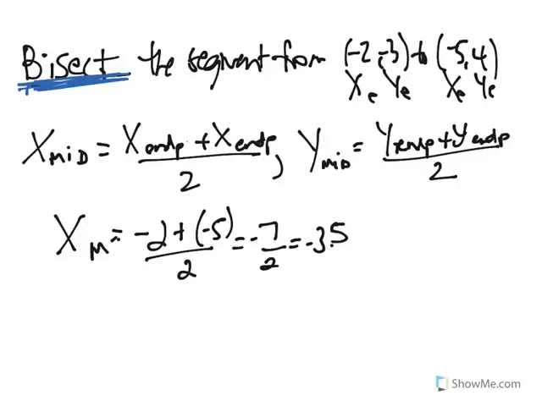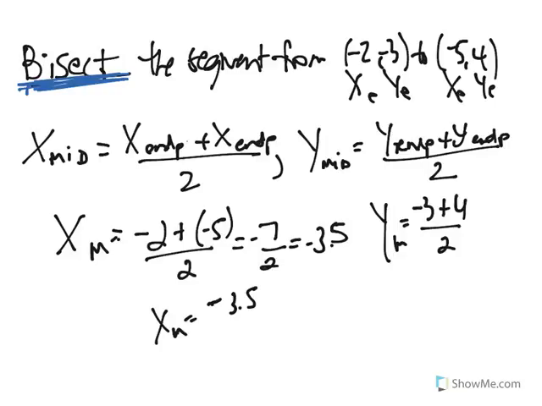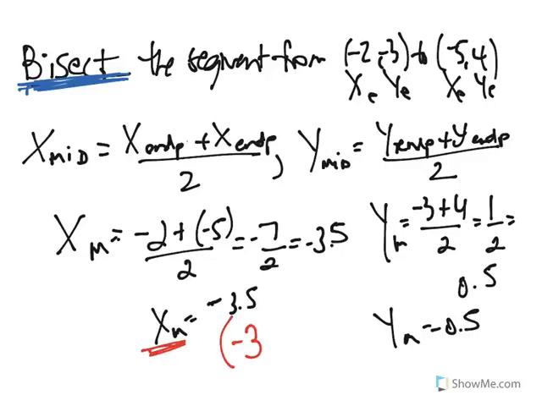Then over here, with the y endpoints, I have negative 3 plus 4 over 2 equals 1 over 2 equals 0.5. So I have ym equals 0.5. Remember, the answer to a midpoint formula question is always written in coordinate form. This xm is the x value, and this y is the y value. So that is our answer to the midpoint formula question.